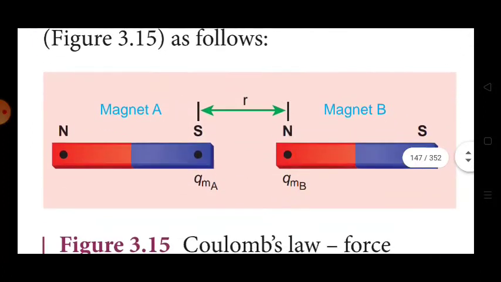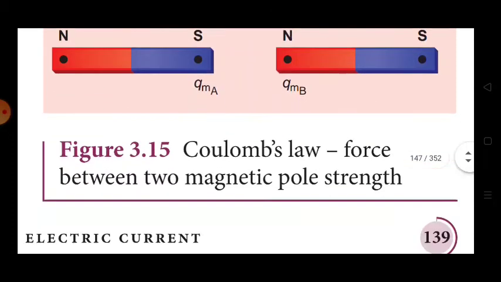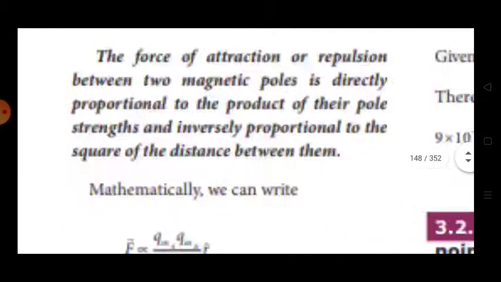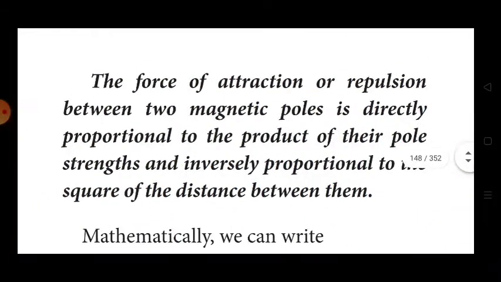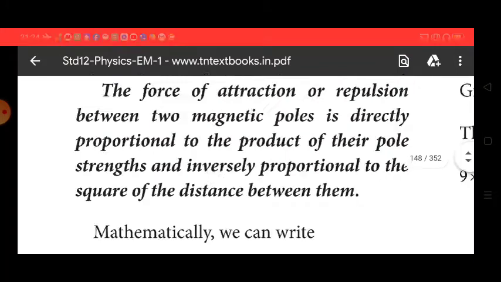How can we define Coulomb's law in magnetism? We can define it with the help of this diagram. This is a 2-mark question: define Coulomb's law in magnetism. The force of attraction or repulsion between two magnetic poles is directly proportional to the product of their pole strengths and inversely proportional to the square of the distance between them. That is enough for 2 marks.